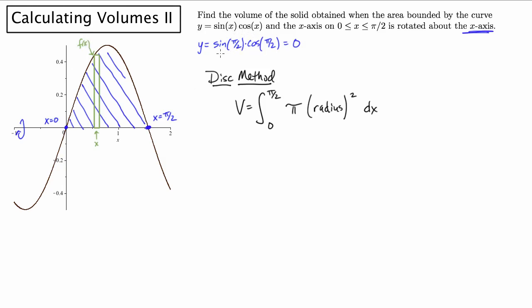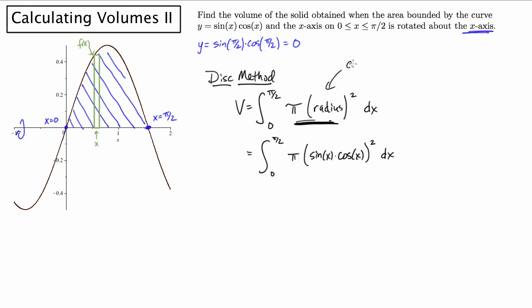x cosine x. So applying that here, the volume is the integral from 0 to pi halves of pi times the radius, which is sine x cosine x, squared dx. And that's only valid from 0 to pi halves, so we are indeed talking about this curve being traced out. Now why is it pi r squared?